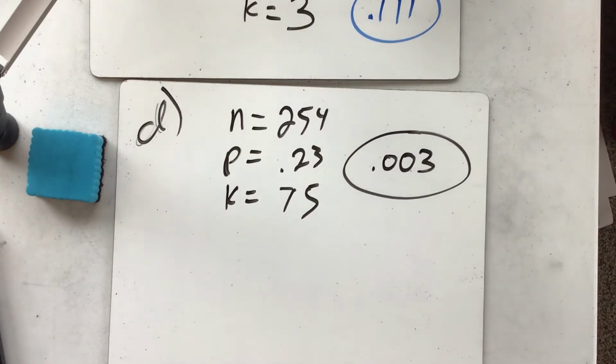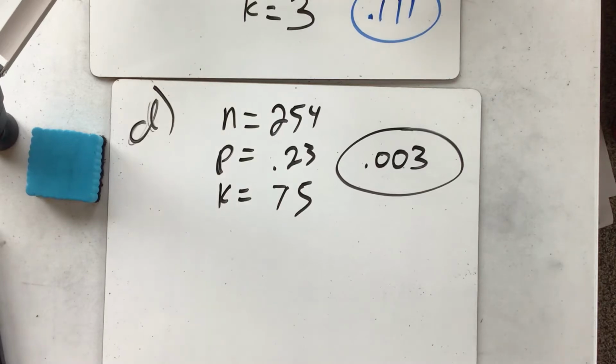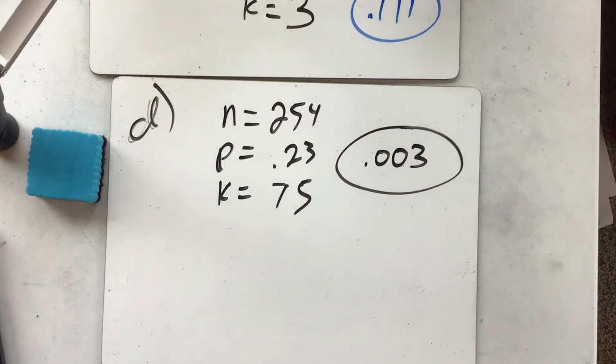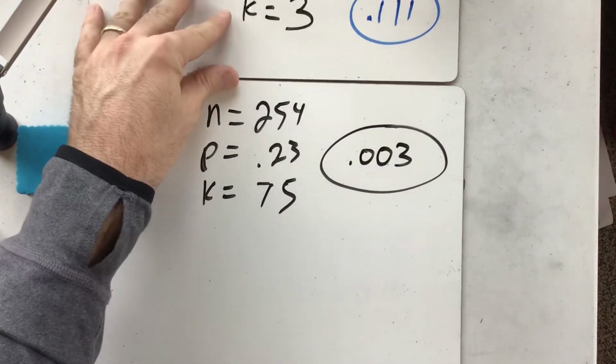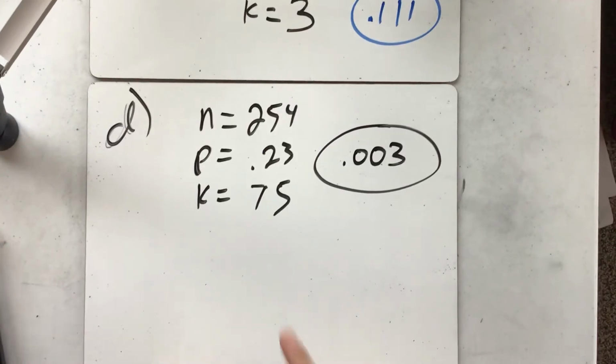Why is it so small? This doesn't seem like a ridiculous result, right? If we do 75 divided by 254, that's 29%, which isn't that much higher than the 23%. The reason why this is so small is because any individual goal number is going to be very unlikely, right? So there are 254 shots. To guess exactly how many shots you get, every single guess is going to be really small because there's so many possible guesses.